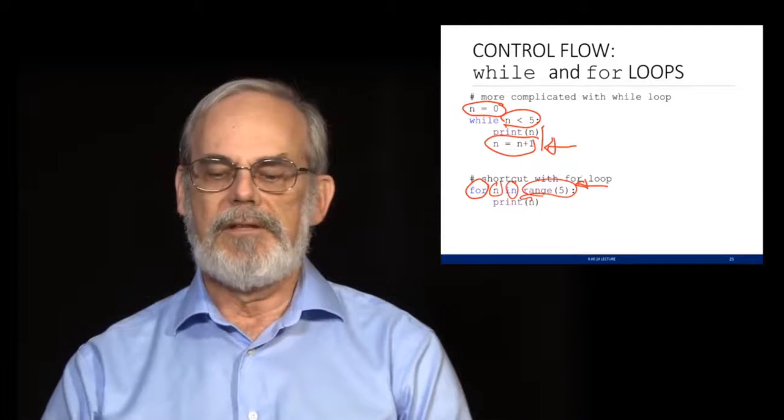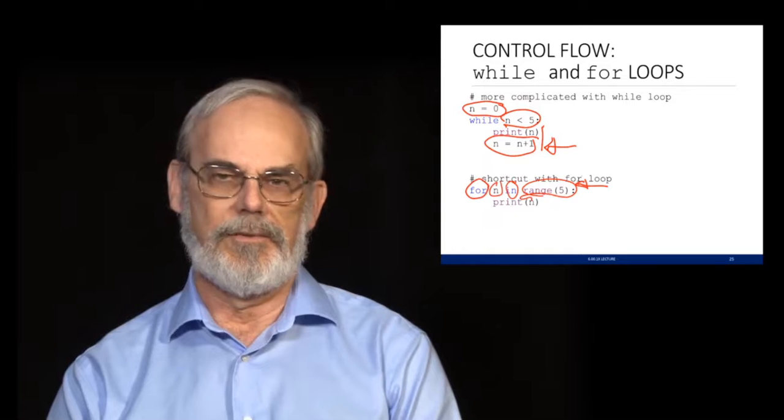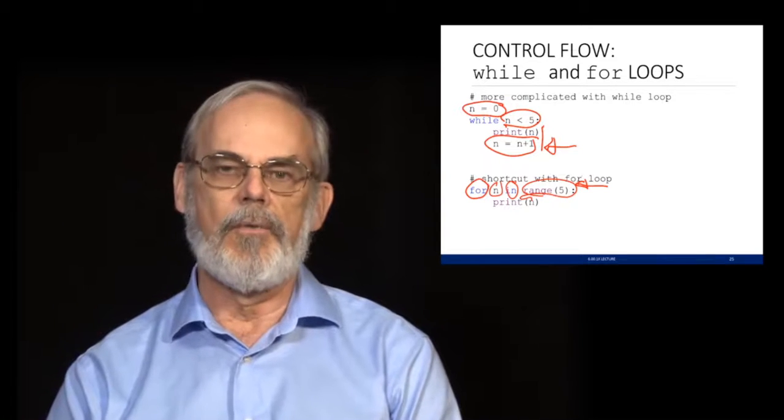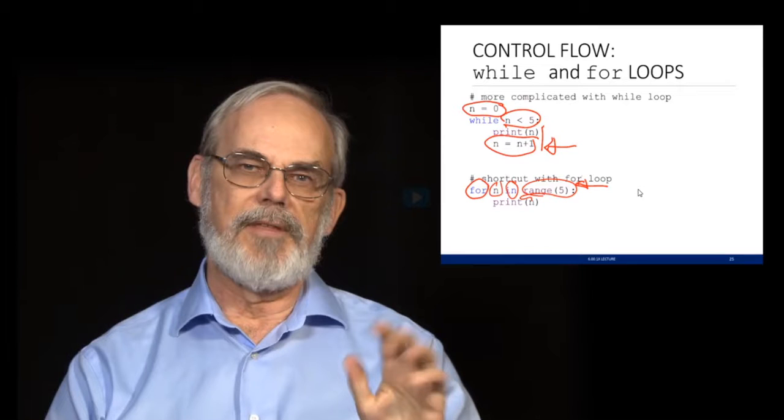Now, range is something that returns basically a sequence of integers starting at 0 and ending before 5. So 0, 1, 2, 3, 4. It actually does something like this.